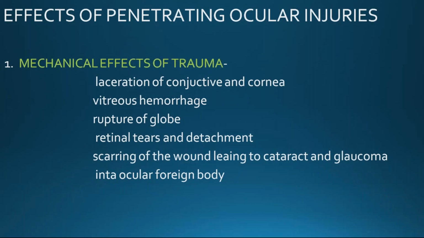What is rhegmatogenous retinal detachment? What are the types of retinal detachment? Rhegmatogenous, exudative, and tractional retinal detachment. Rhegma means break. Through a break in the retina, there will be seepage of fluid, which causes detachment. That is rhegmatogenous retinal detachment.